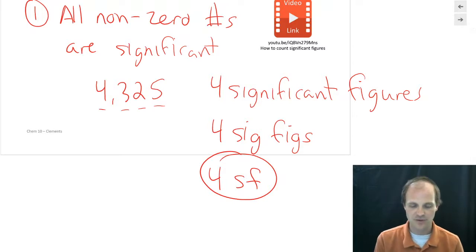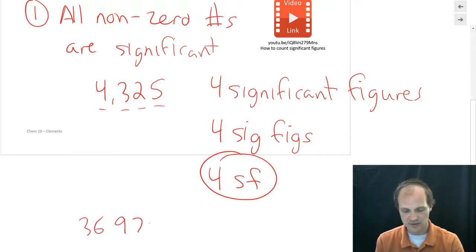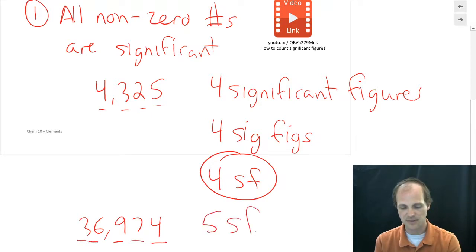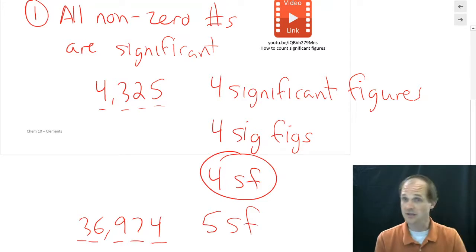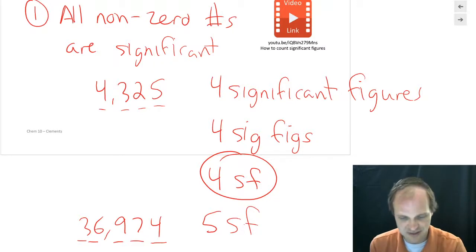And 4,325 has 4 SF. How about 36,974? How many significant figures does that have? Well, all of those are significant, and there's 5 digits, and so this number has 5 significant figures. So there's all non-zero numbers. So the rest of our rules have to deal with zeros, and that's what happens.